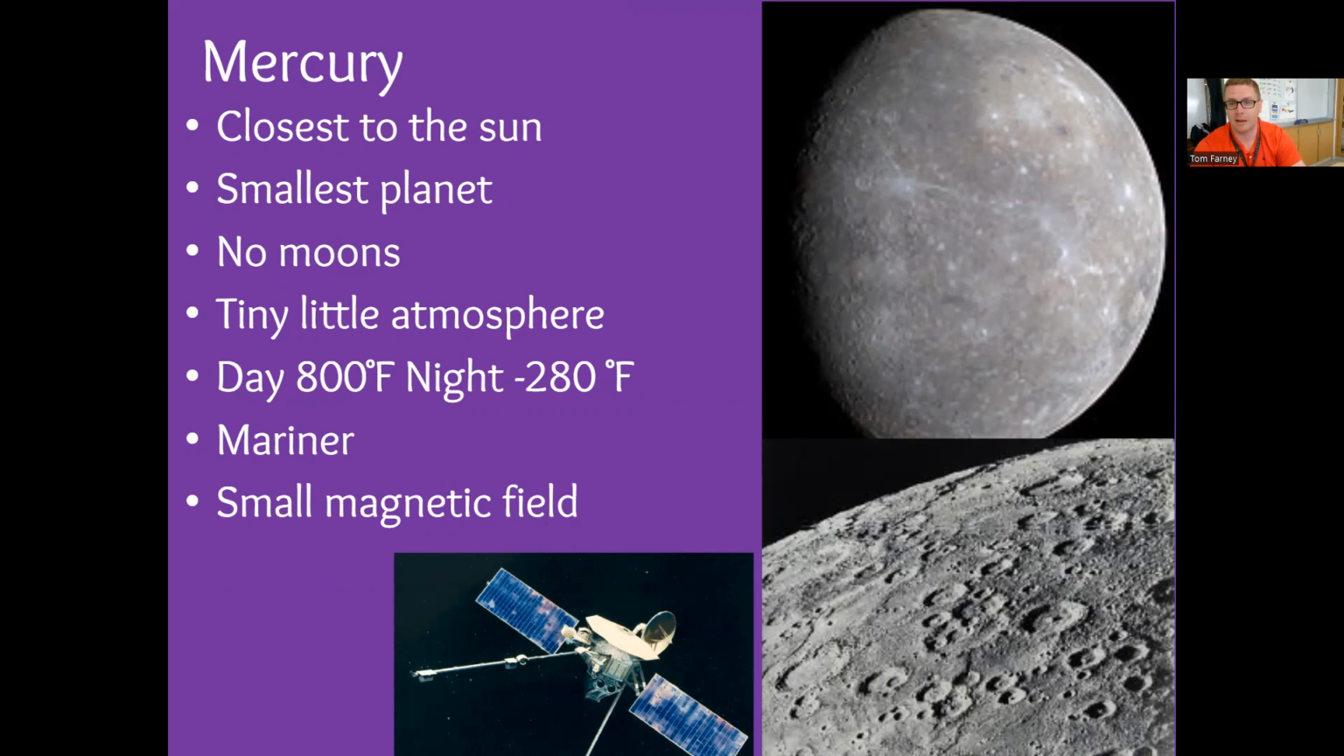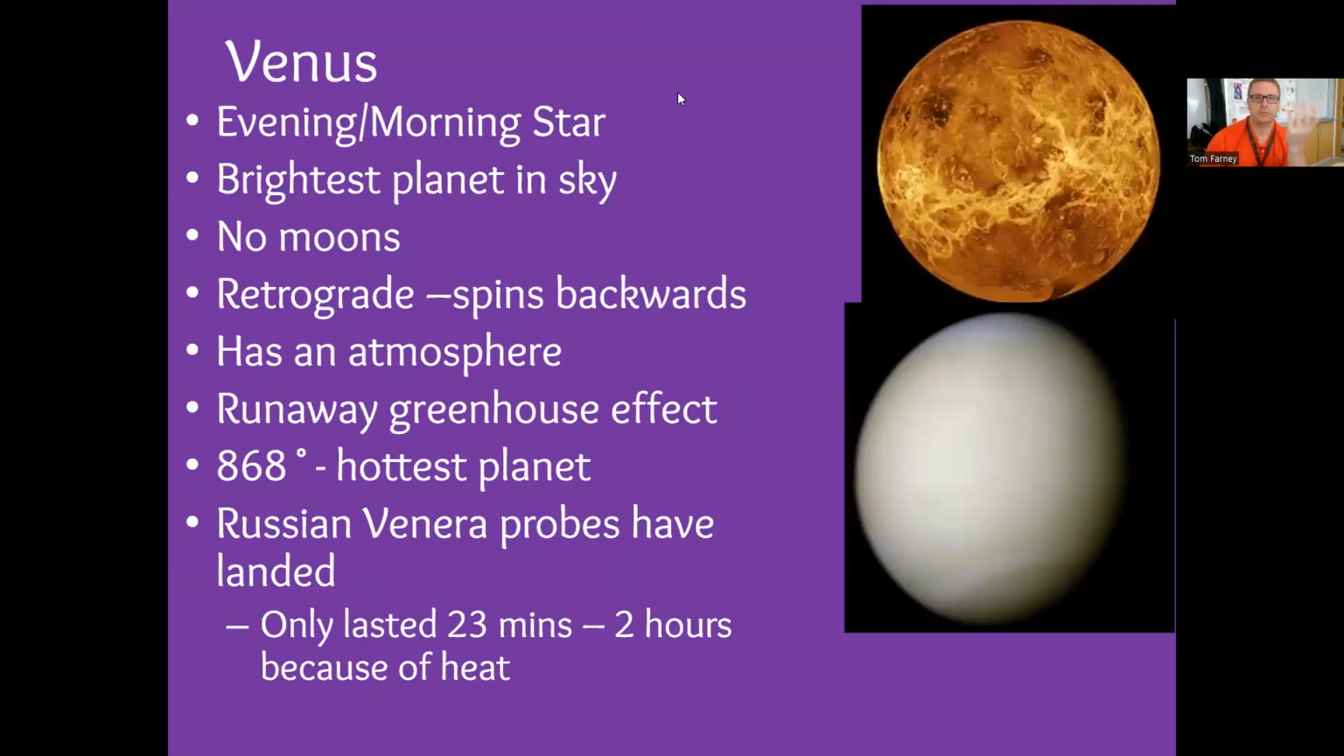It has a very small magnetic field. So Mercury, that's our closest planet to the sun, with very extreme temperature swings.